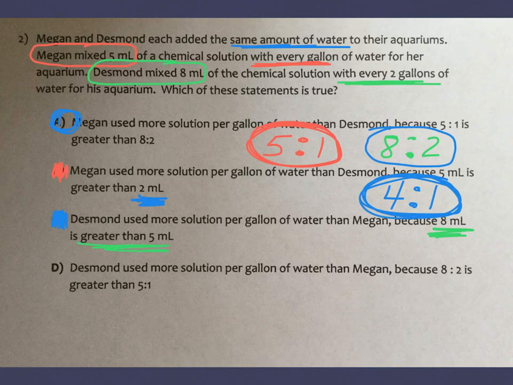In D, Desmond used more solution per gallon of water than Megan because 8 to 2 is greater than 5 to 1. Well, we know 8 to 2 is not greater than 5 to 1 because 8 to 2 simplifies to 4 to 1, which would be less than 5 to 1. So D is not our answer. Megan mixed 5 milliliters to every gallon. Her ratio was 5 to 1. Desmond mixed 8 milliliters to every 2 gallons. So his ratio was 8 to 2, which simplified to 4 to 1, which was less than Megan's.